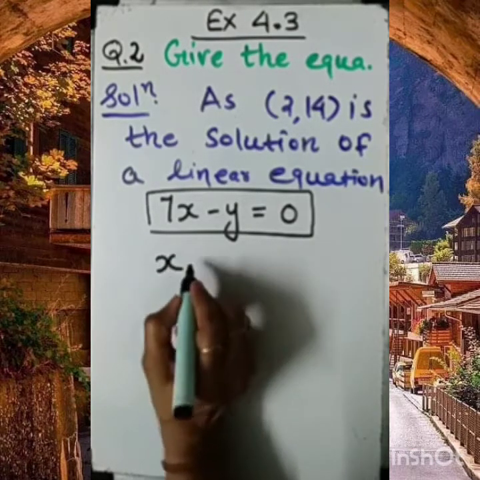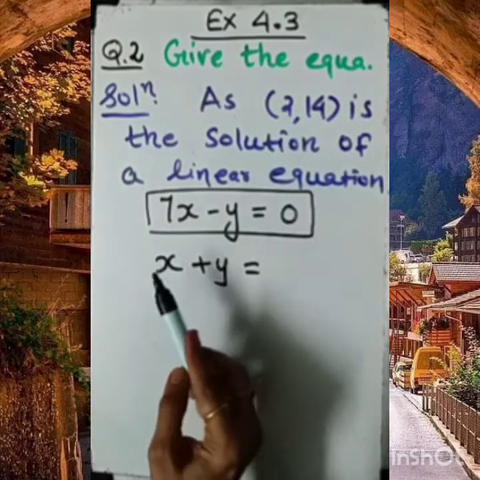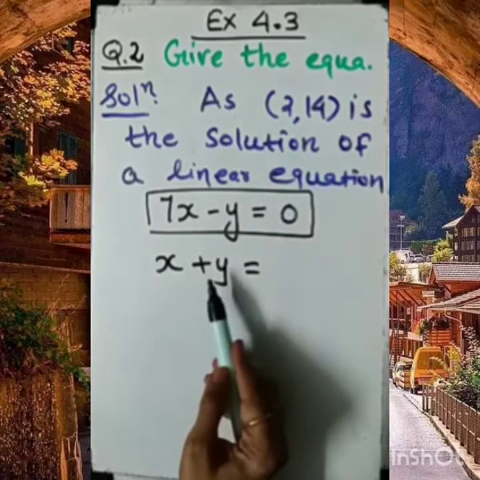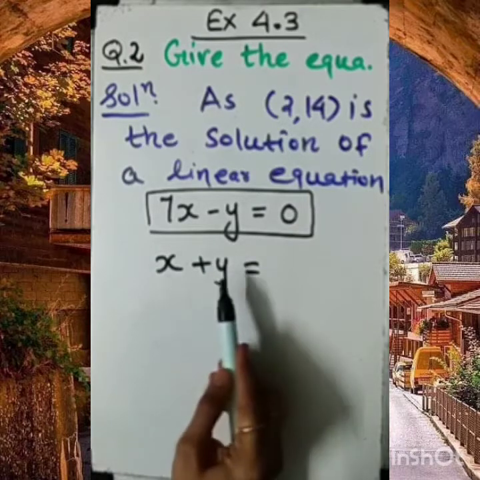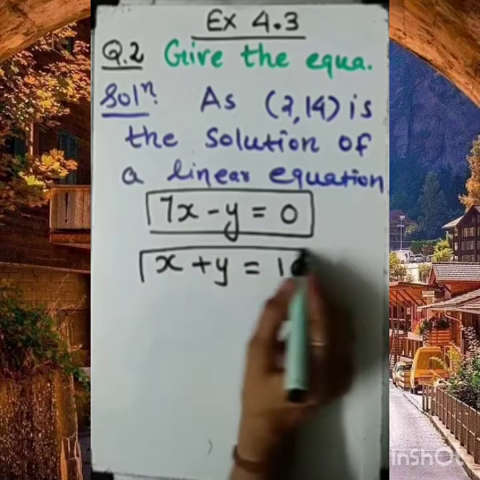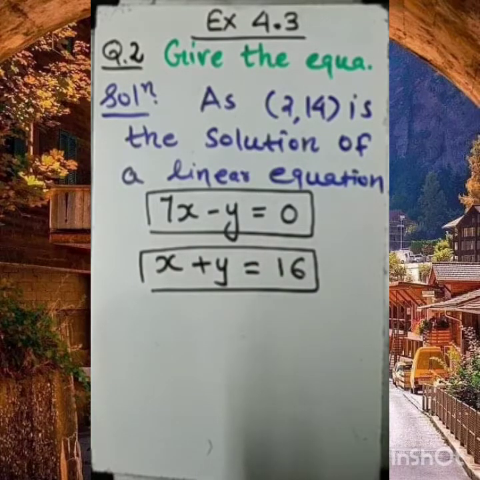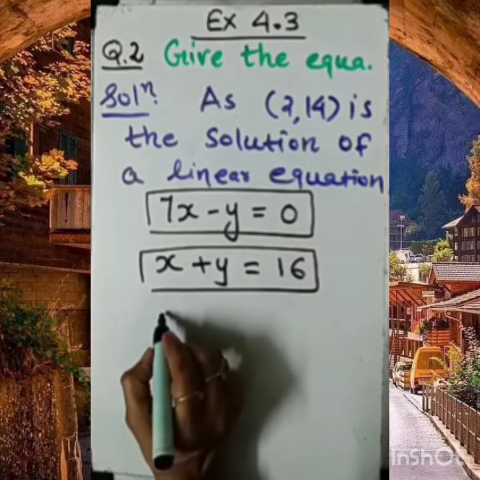Suppose I am taking x plus y. Now think about this. x means 2, y means 14. 2 plus 14, that is 16. This is another equation. Okay. One more we can try. Very simple, very easy we are taking.